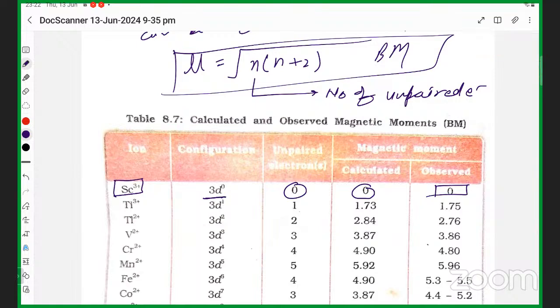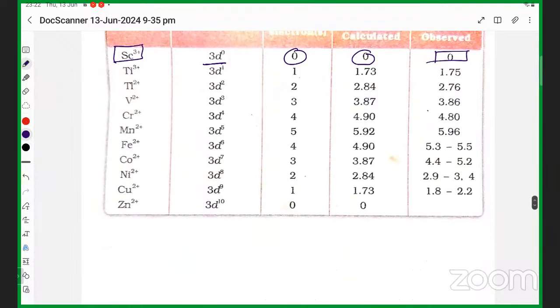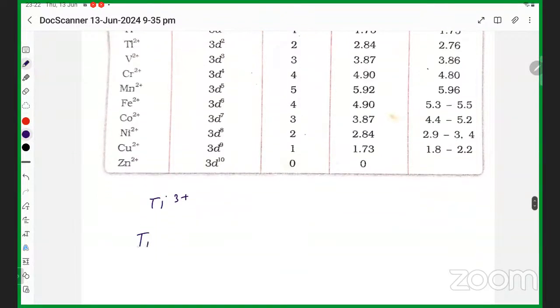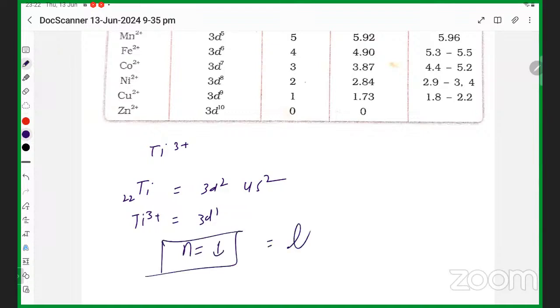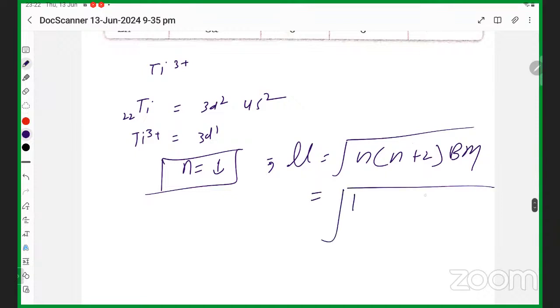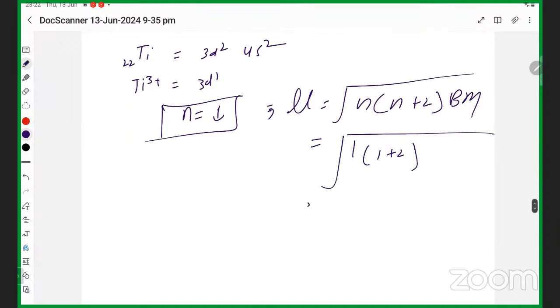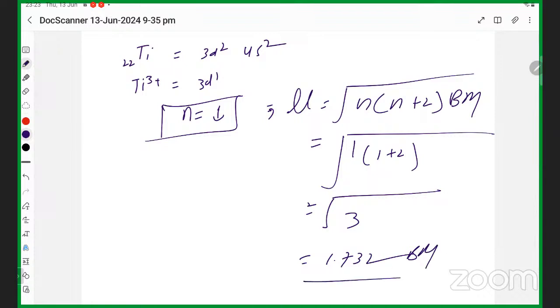Okay, now they are asking Ti3+. Titanium is atomic number 22, which means 3d2, 4s2. Titanium 3+ means it is 3d1, so the number of unpaired electrons is 1. So mu is equal to the square root of n(n+2) Bohr magneton, which is root of 1 times 3, so root of 3, 1.732 Bohr magneton. Can you understand this?